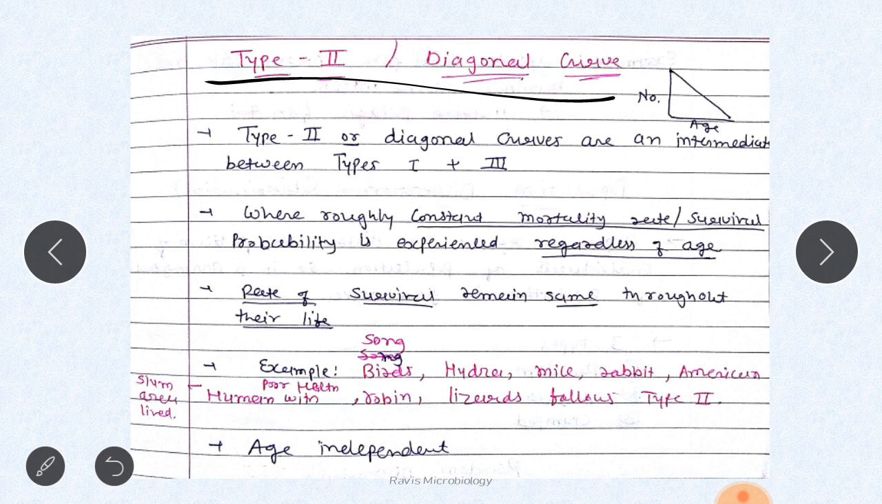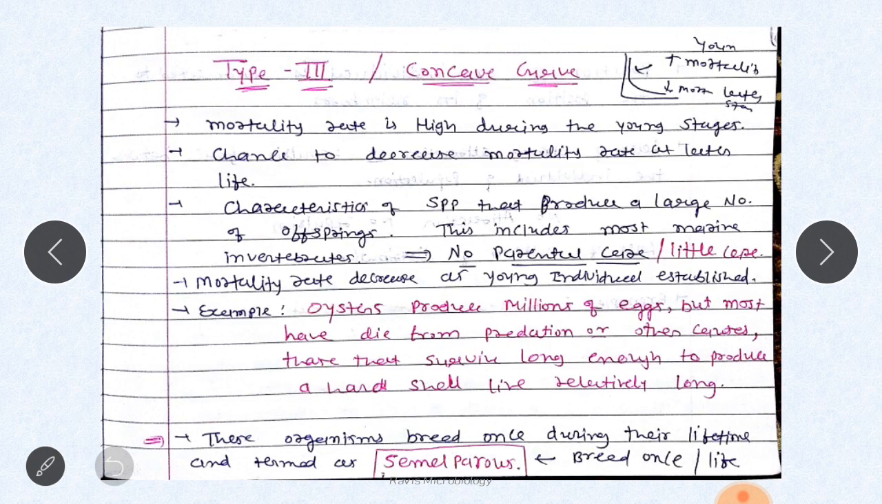Examples are songbird, hydra, mice, rabbit, American robin, lizard, followed by type 2. And humans living in slum areas are also included in type 2. They are age independent. Now type 3, the concave curve. Mortality rate is very high during the younger stage because of low parental care. There is a chance of decreased mortality rate at a later age. Once they are established, they easily survive this phase.